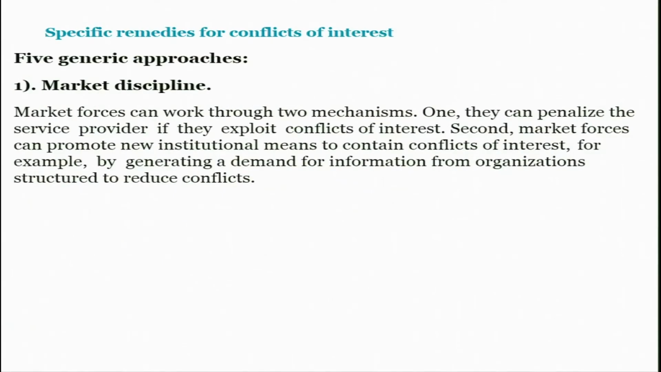Let us see what remedies can be used to reduce this conflict of interest. There have been five generic approaches. There are, in fact, more than that. So let us discuss the main five generic approaches.